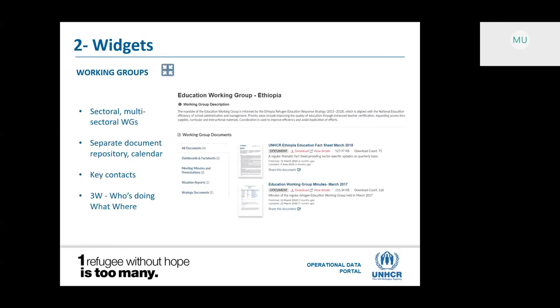Working groups. This is something that is very much aimed at coordination and can be very useful for this audience as well. This is basically a virtual working space for working groups to work together, share information, and coordinate the usage of the operational data portal. Good thing about the working groups is that it offers a separate document repository and a calendar. It can display key contacts, and it can display who's doing what where. Working groups all have a separate page where this information is being displayed.